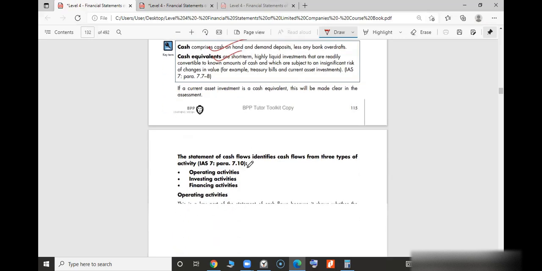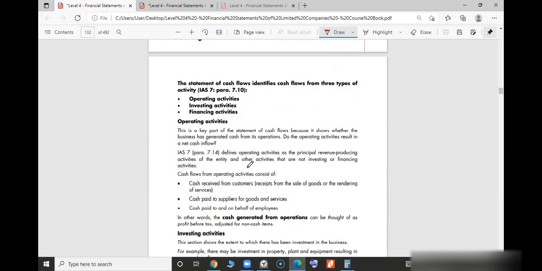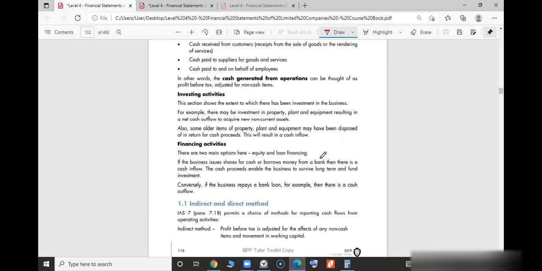and current assets, so current investments. There are three activities you need to master. Number one, operating activities. Number two, investing activities. Number three, financing activities. Okay, there's a set pro forma.